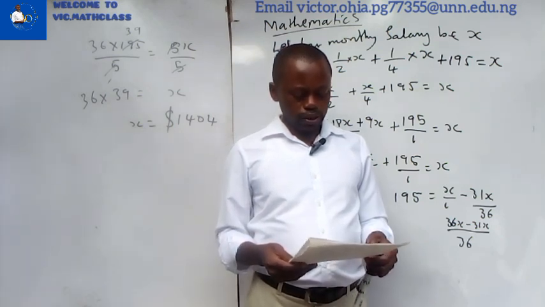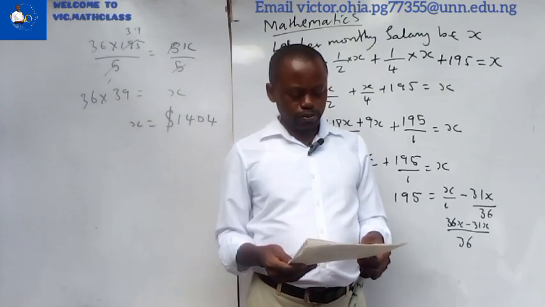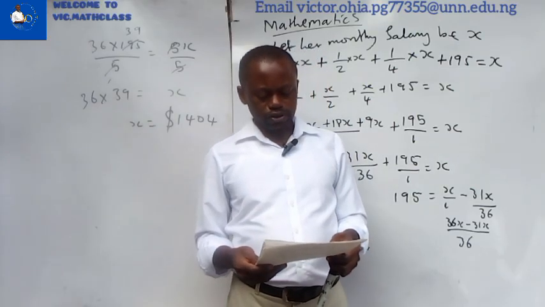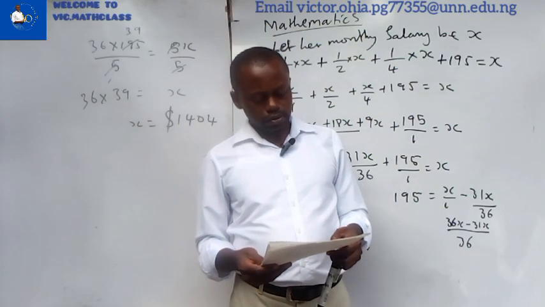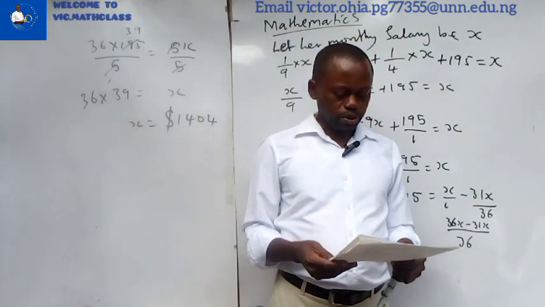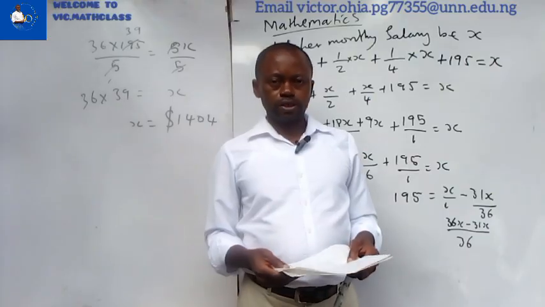So we are looking at the next question, which is the 9B section. It has to do with a sector of a circle of radius 6 cm subtending an angle of 105 degrees at the center. Calculate the perimeter and the area of the sector.